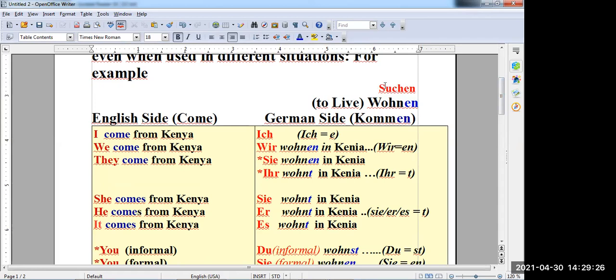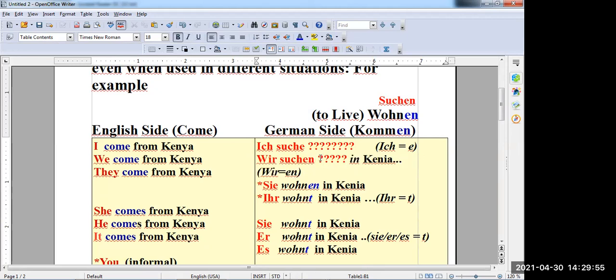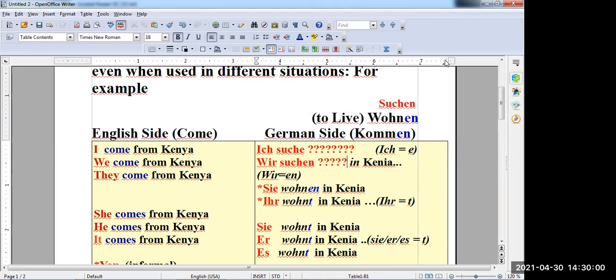Suchen. Then somebody asks you, okay? Hey, was machst du? Or was machen Sie? Machen is another verb. Machen, to do. What are you doing? Ich suche. Okay? Whatever you're going to put here, whatever you're looking for. Ich suche. Two people are searching. What are you doing? Wir suchen. Whatever you are looking for. And so on. The same formula.